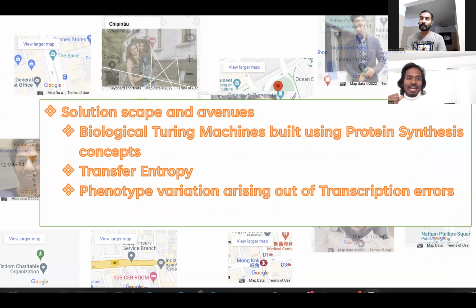So what is the solution scape and avenue which we are having? We are using biological Turing machines built on the principles of protein synthesis. Artificial neural networks, convolutional neural networks, and deep neural networks all use synaptic connections and input, output, and hidden layers. The more hidden layers you have, the deeper your network. This is a pretty simple 3-layer construct. But if you go for the protein synthesis concept, you will have 6 elaborate layers and 3 basic functionalities: DNA to mRNA, which is transcription, and mRNA to amino acid, which is translation. So this is the process.